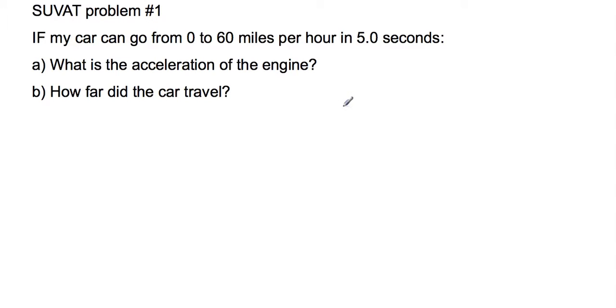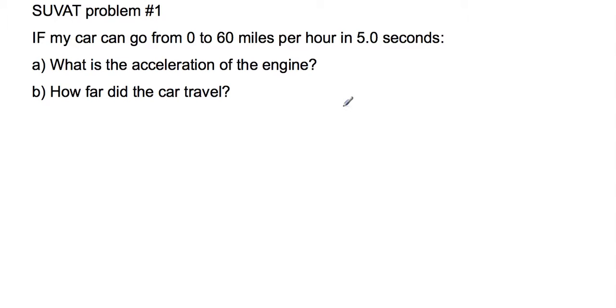This problem is a motion equation or SUVAT example problem. And it says, if my car can go from 0 to 60 miles per hour in 5 seconds, what is the acceleration of the engine? And part B, how far did the car travel? And this is part one of the problem.